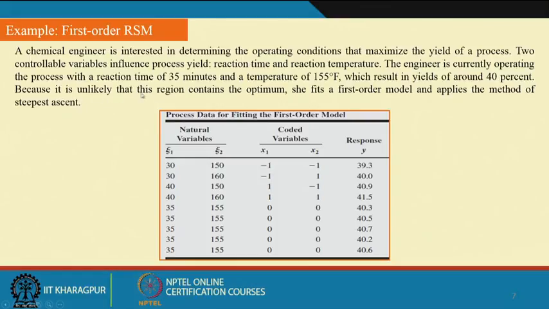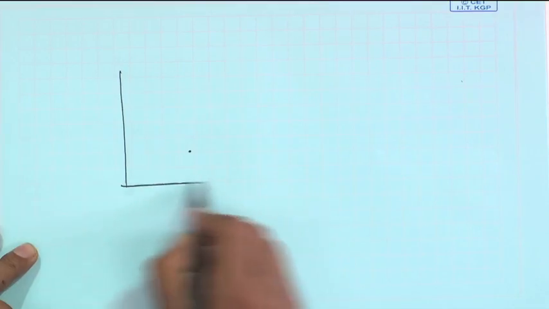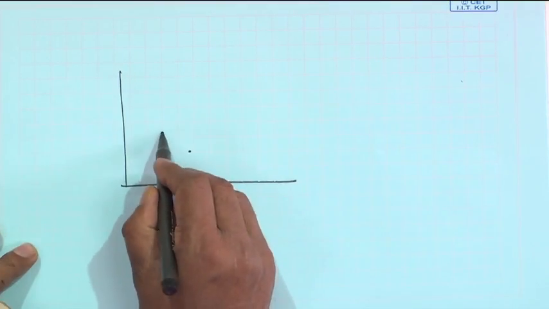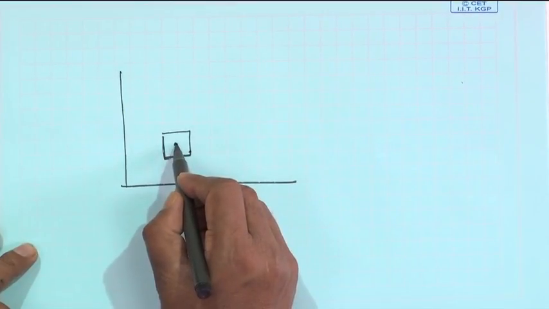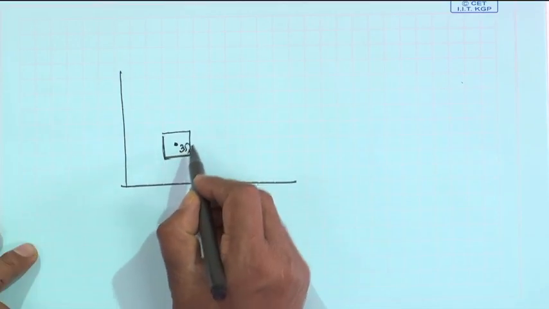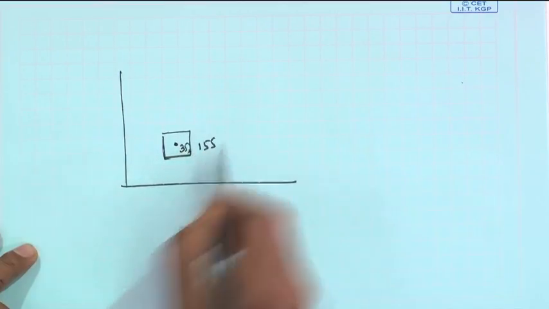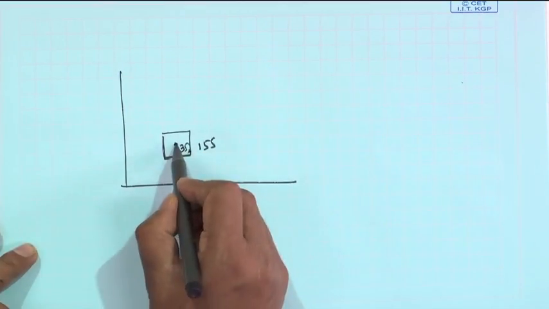Because it is unlikely that this region contains the optimum, she fits the first order model and applies the method of steepest ascent. That means suppose you are again looking at reaction time and temperature, and you are operating here, at the current operating point of 35 minutes and 155 degrees Fahrenheit. This is the center point.